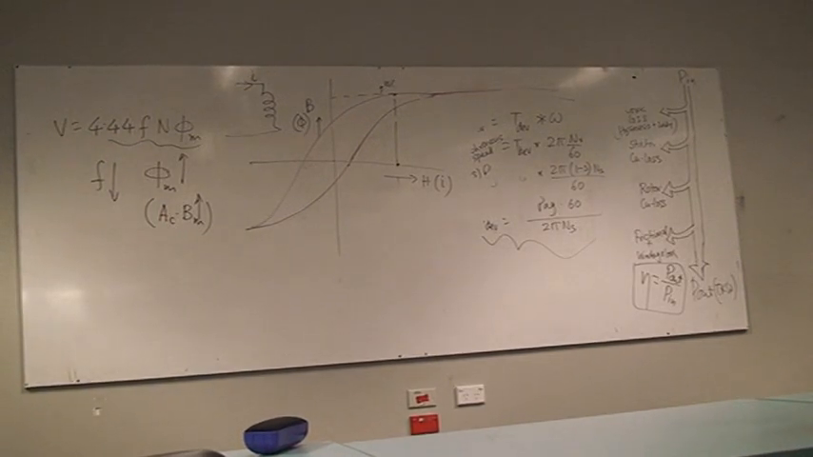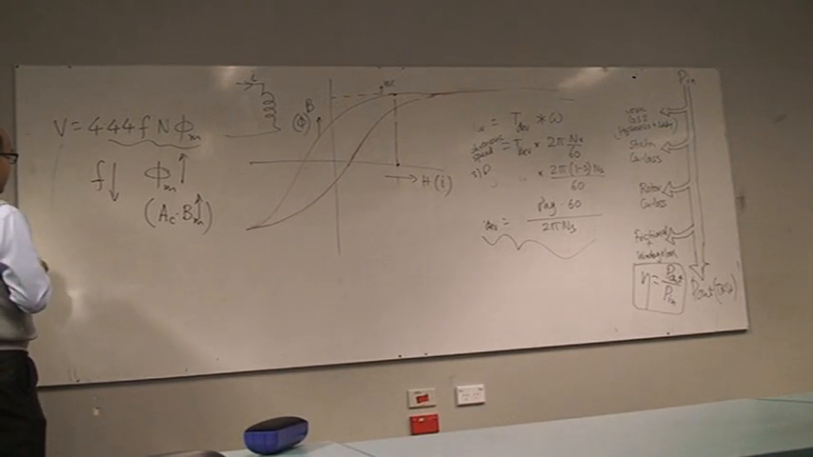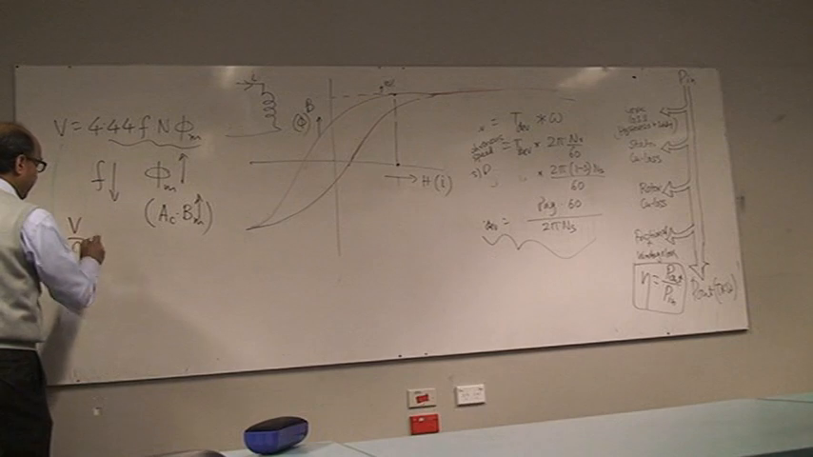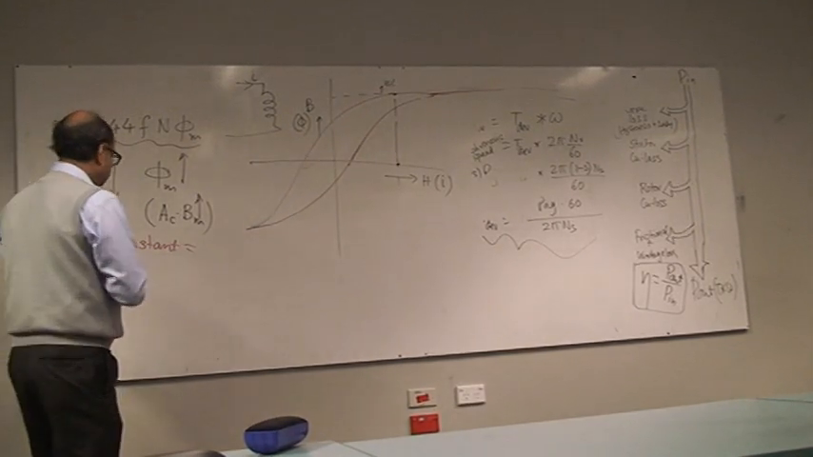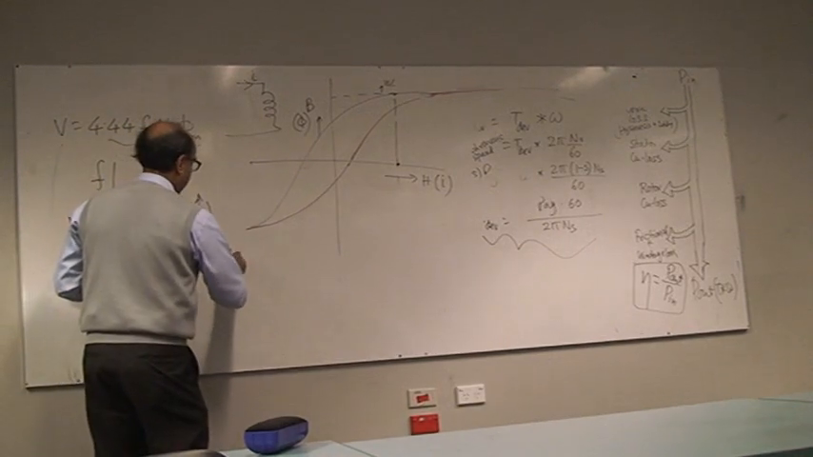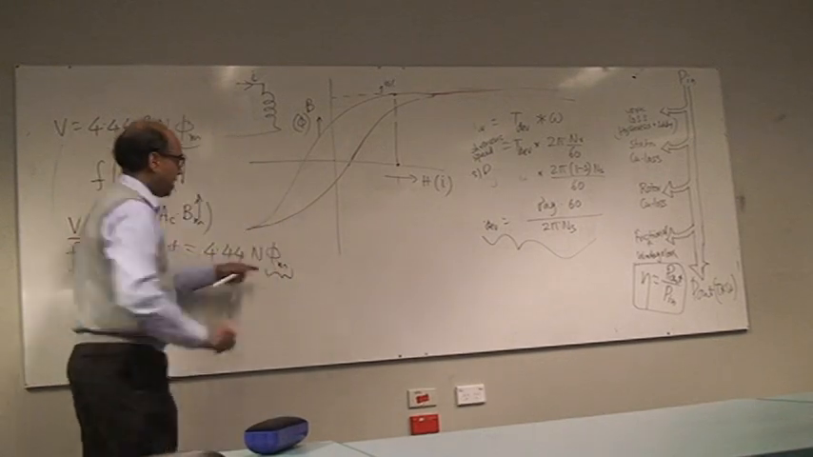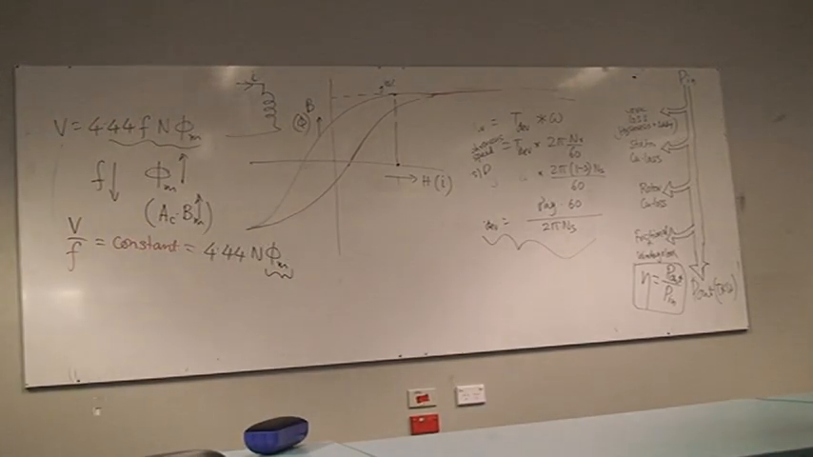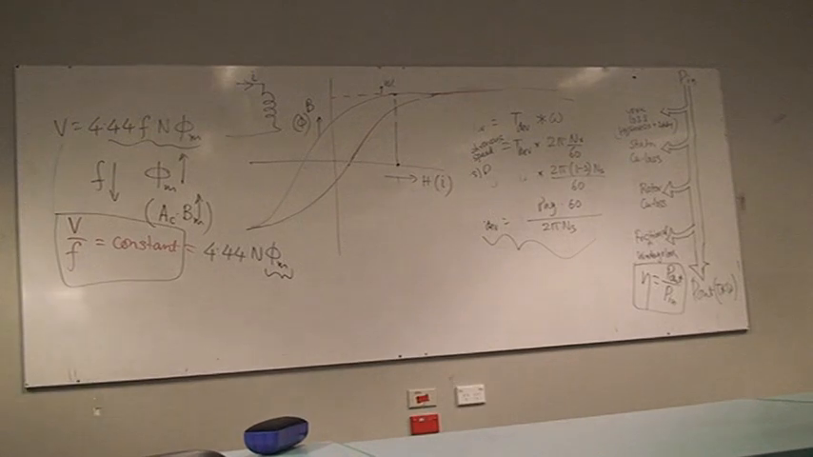So when you change the frequency, what you usually do is maintain V by F constant. Why? Because V by F will give you 4.44 N phi m. So that means you are using the maximum phi m for which you have designed your motor. So V by F is the method for controlling the speed of the induction motor.